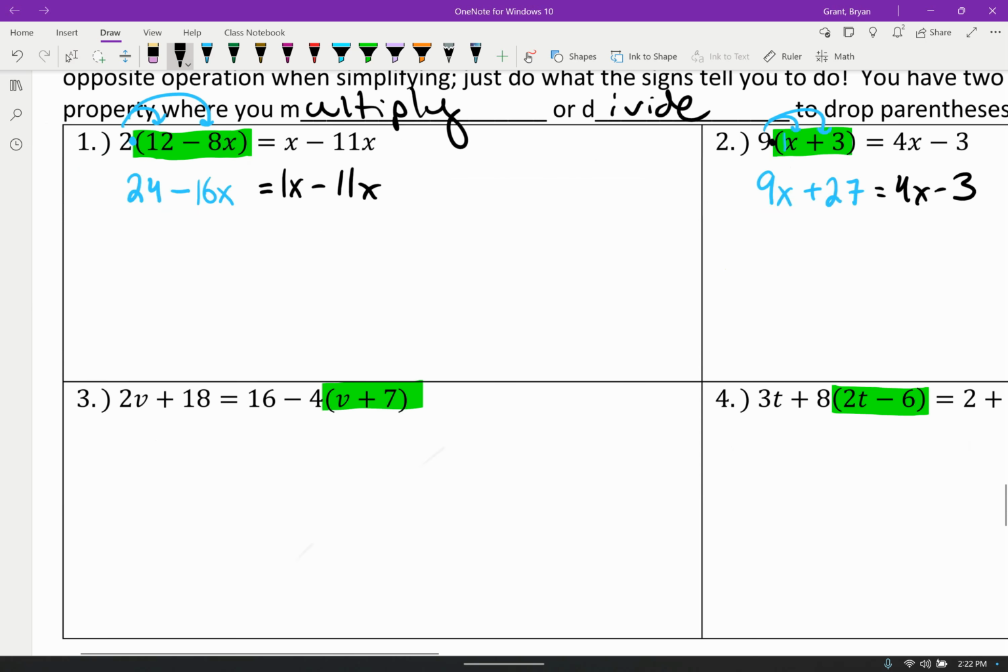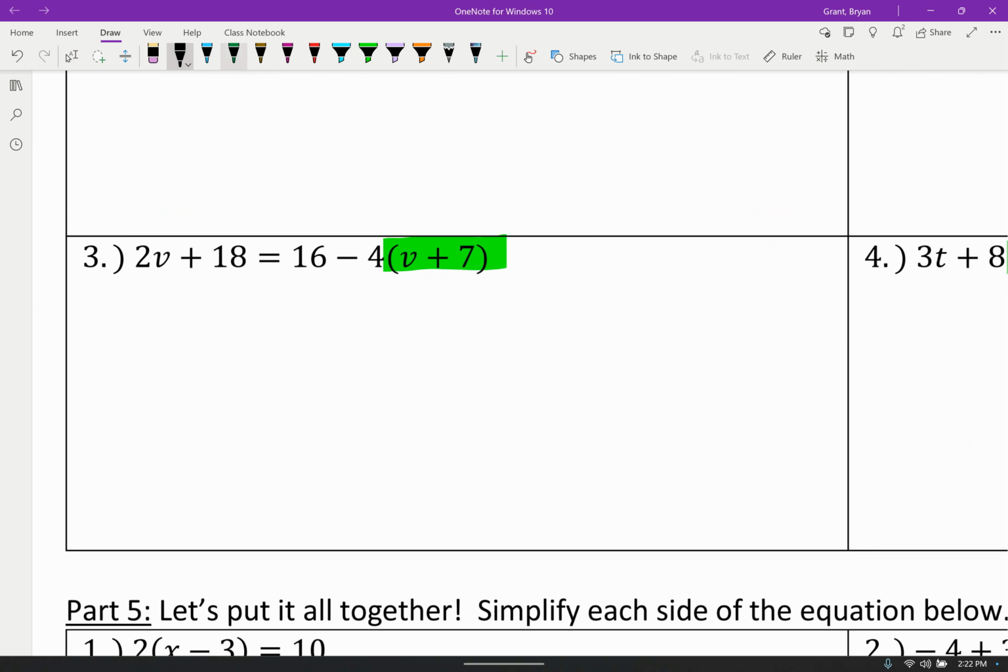Okay. Third one, we ask ourselves, what is multiplying by these parentheses? And be very careful, it's not a 4. Because this 4 is actually a negative 4. Although it is saying 16 minus 4, when you're just looking at the 4 by itself, this minus becomes a negative, and we have negative 4 times each of these.